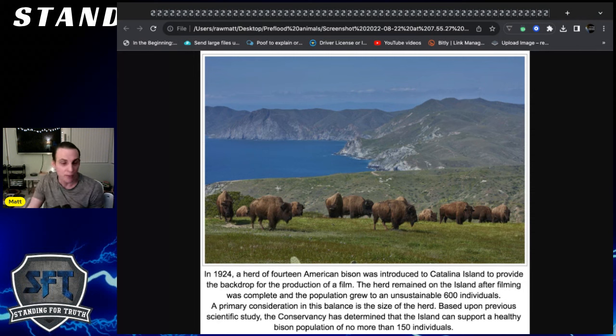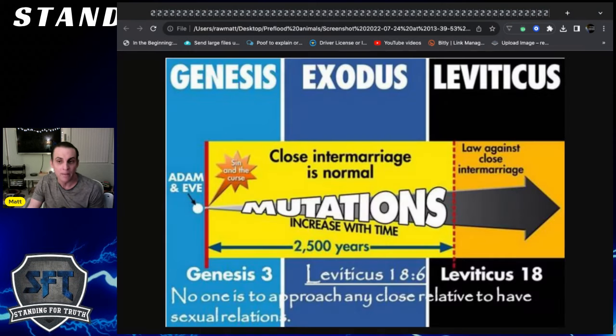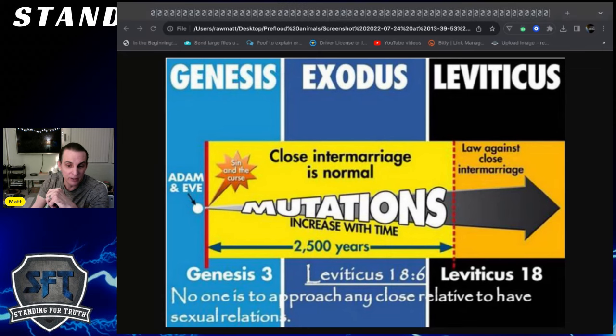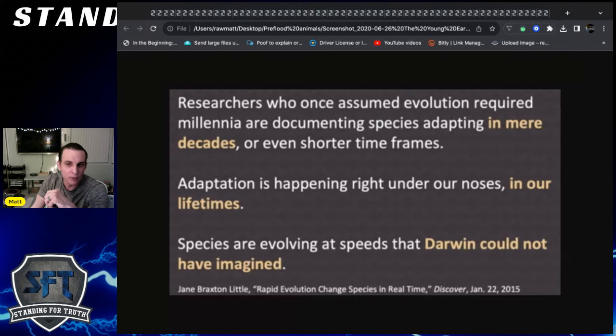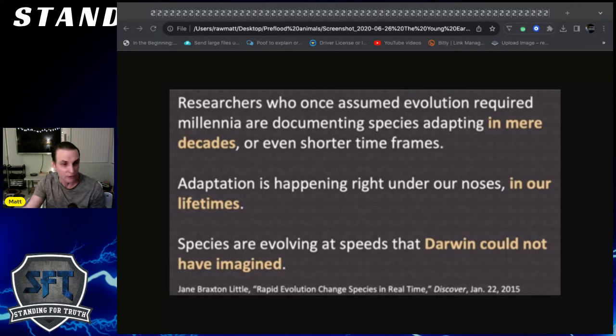They populated, no problem. Inbreeding didn't kill them. They diversified and spread out and grew in population. There was no big deal. So we have mutations increasing from Adam and Eve, and then again the flood. And this mutation accumulation allows us to test different things. We would expect to find, because it's so fast, that everything is fast. Rapid adaptation is very, very quick.